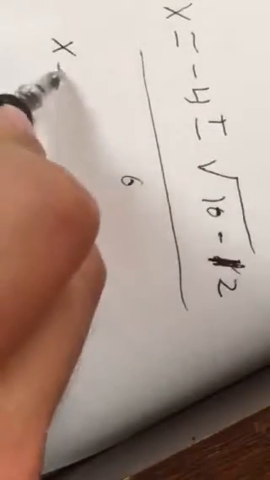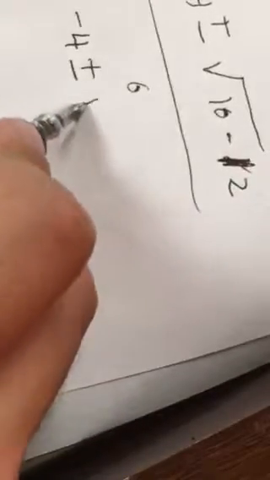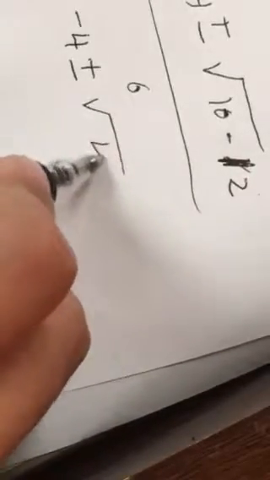So that total will be 12 all over 6. Then we simplify even more, so we get x equals negative 4 plus or minus the square root of 4 all over 6. Simplify even more, so you get x equals negative 4 plus or minus 2 all over 6.